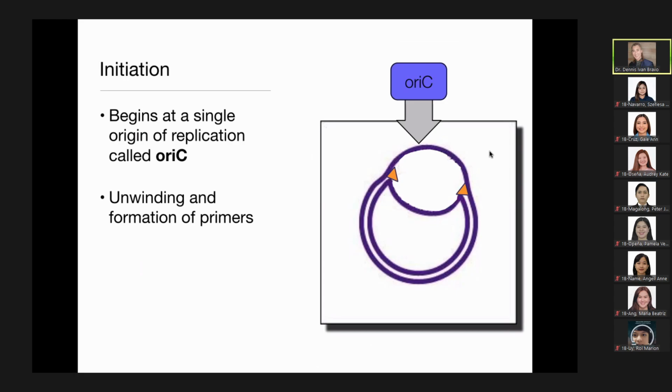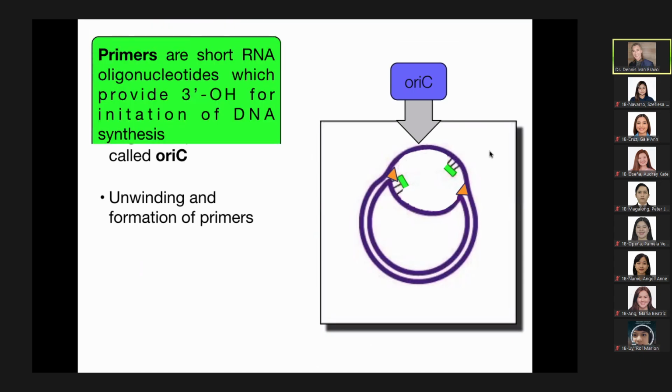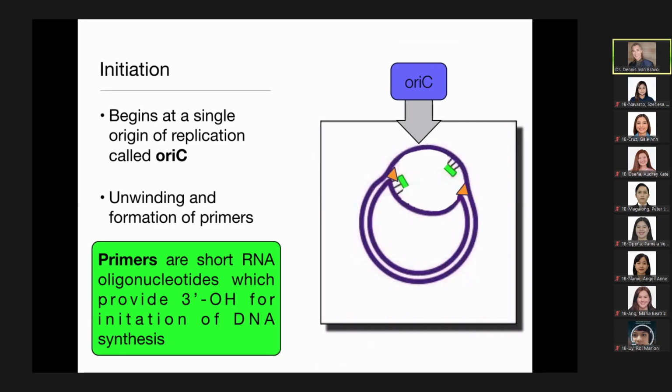primers have to be laid down, represented by the green bars. What are these primers anyway? Well, primers are not composed of DNA, but rather composed of RNA. These are RNA oligonucleotides laid down by the enzyme primase, and their function is to provide the 3' hydroxyl group that is very important to initiate DNA synthesis because, like what I said earlier, the enzyme DNA polymerase cannot synthesize a phosphodiester bond de novo.